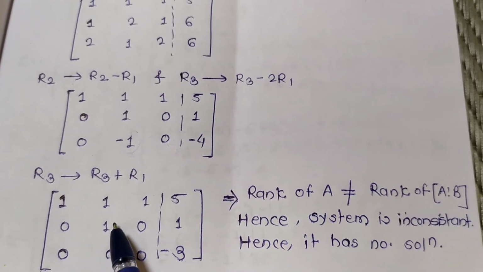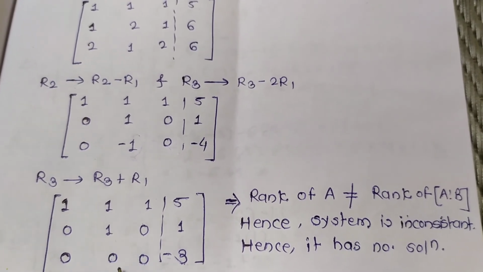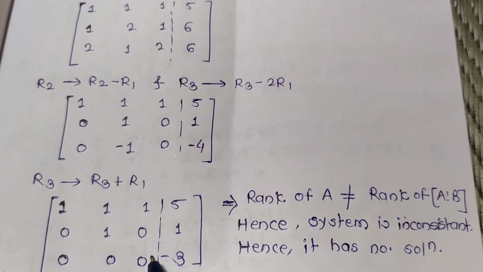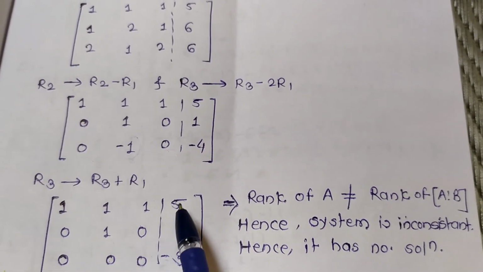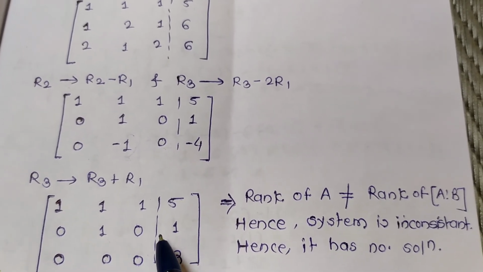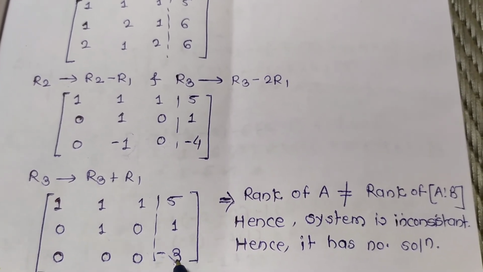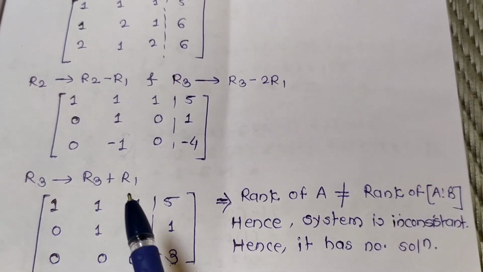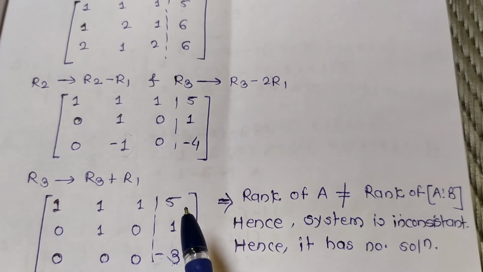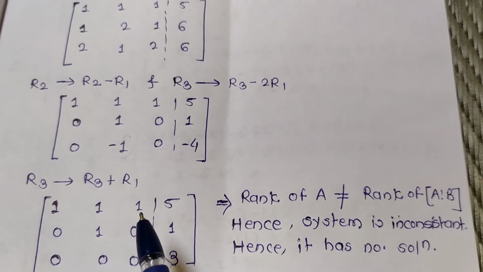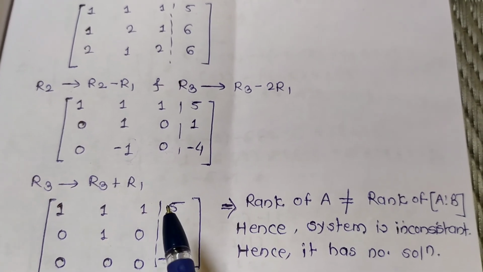Now the rank of A is equal to 2: 3 rows minus 1 zero row is 2. But the rank of the augmented matrix is different, it is 3. So the rank of A is 2 and the rank of the augmented matrix is 3. They are not equal and the system is inconsistent, and hence it has no solution. Option: no solution.